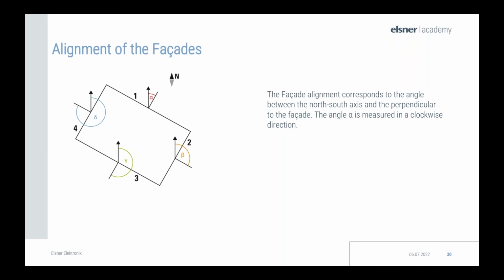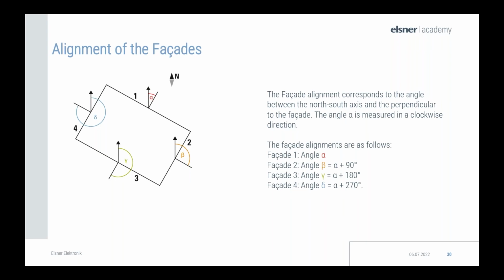The other angles result from the alpha angle plus 90. You can see it in the figure. So as a result, the facade alignment is as follows. Facade 1 has the alpha angle. Facade 2 has the alpha plus 90 degrees. Facade 3 has the alpha plus 180. And facade 4 has the alpha plus 270 degrees.